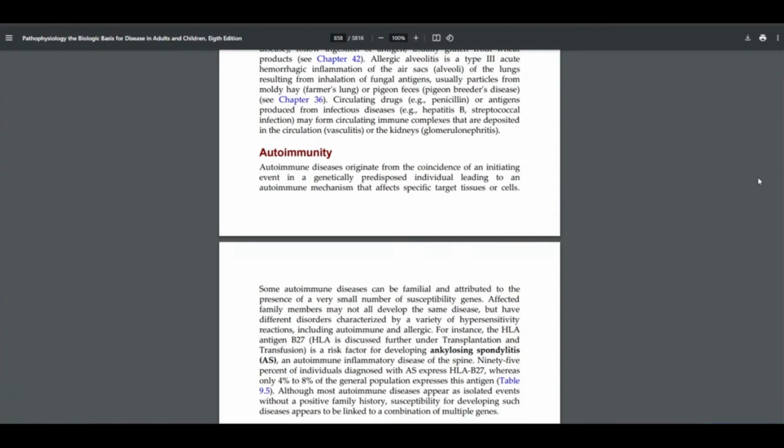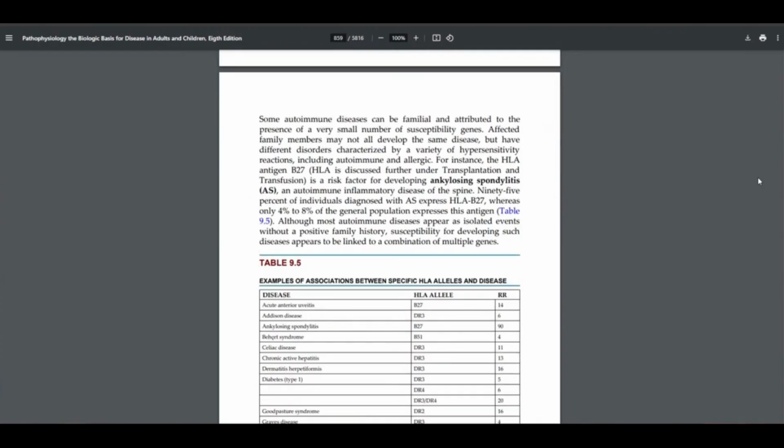Talking about autoimmunity. Autoimmune disease originates from the coincidence of an initiating event in a genetically predisposed individual, leading to an autoimmune mechanism that affects specific target tissues or cells. Some autoimmune diseases can be familial and attributed to the presence of a very small number of susceptibility genes. Affected family members may not all develop the same disease, but have different disorders characterized by a variety of hypersensitivity reactions, including autoimmune and allergic.